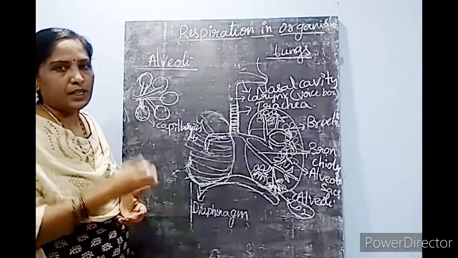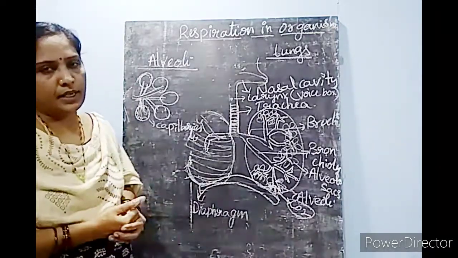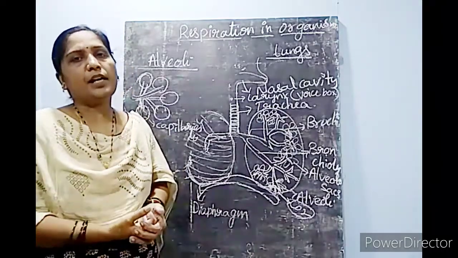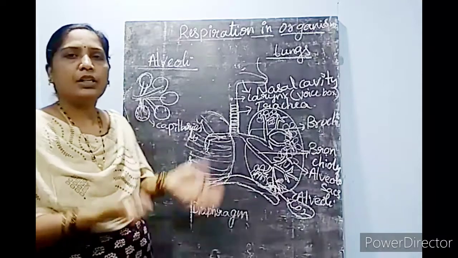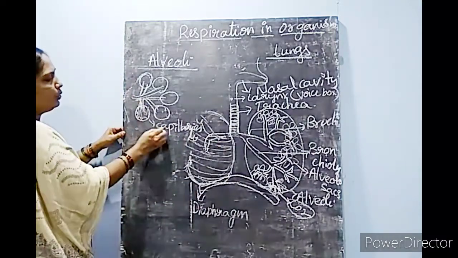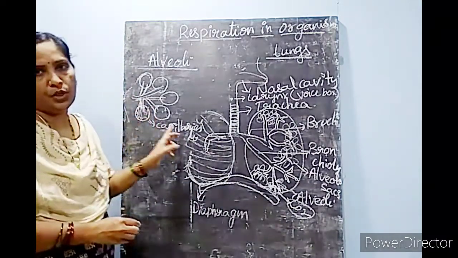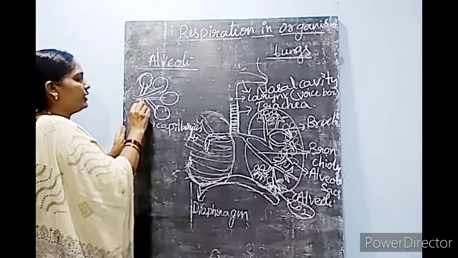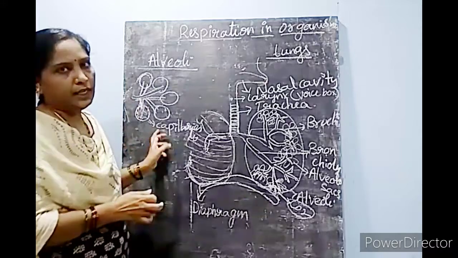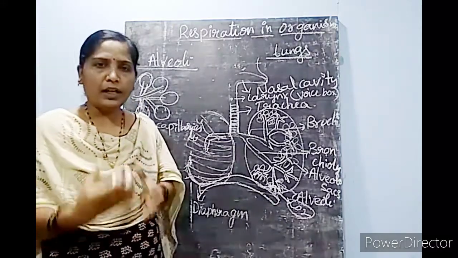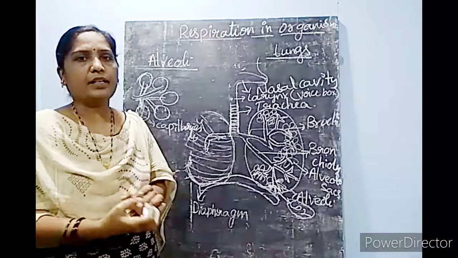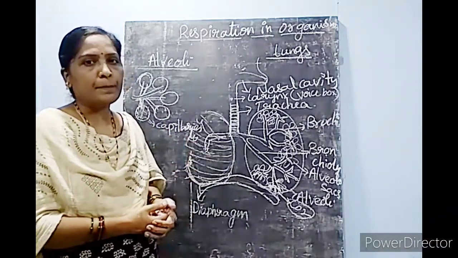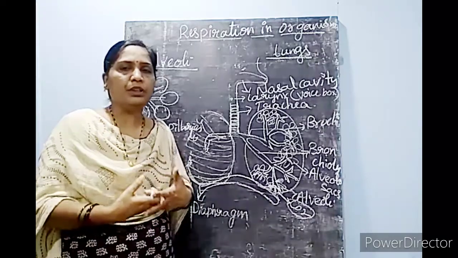After breaking down the glucose in the cell, the carbon dioxide is released. That carbon dioxide again comes through the capillaries to the alveoli. Here the alveoli release the CO2 out again. Like that, the exchange of gases takes place in the alveoli. Okay, so how can we prove that?